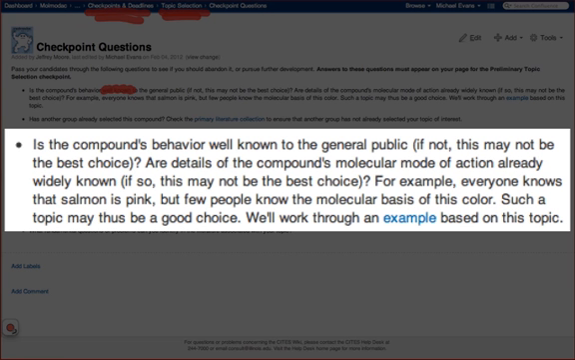A good example is Dr. Moore's example of why is salmon pink. So everyone knows that salmon is pink, but few know the molecular origin of that effect.